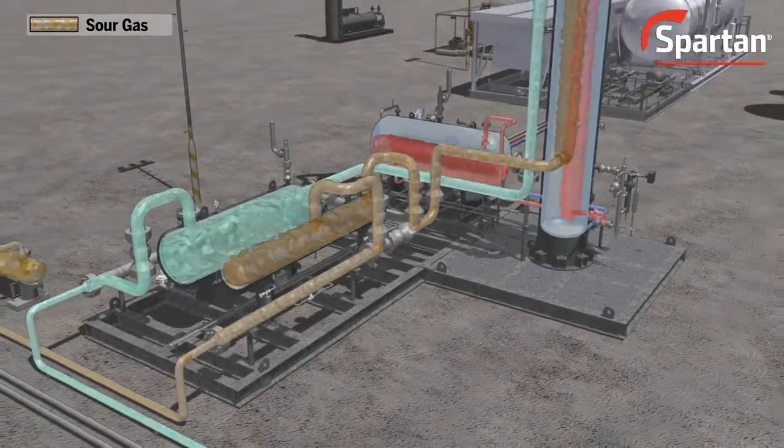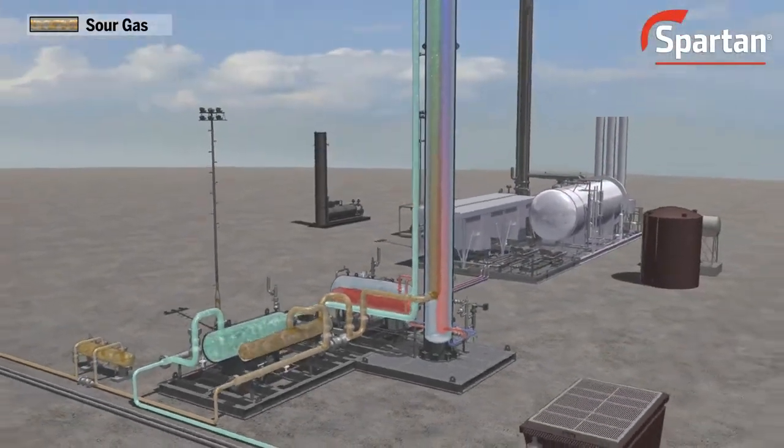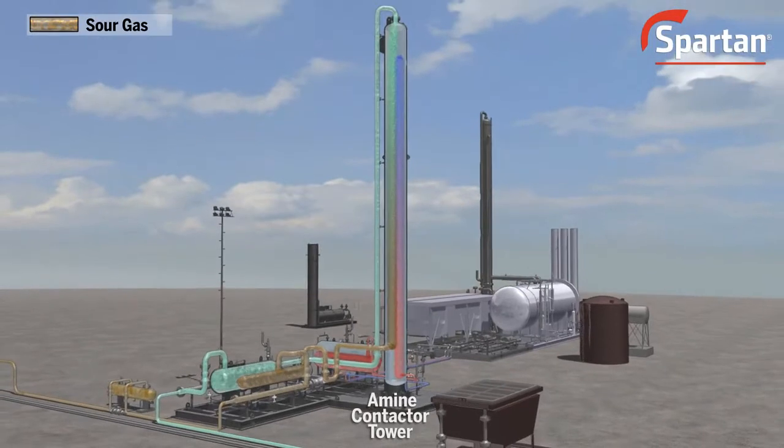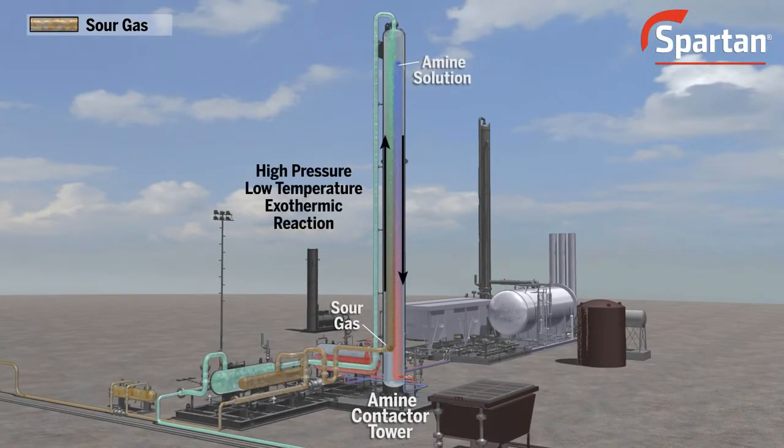The sour gas then enters the bottom of the amine contactor tower, where it flows upwards, contacting a counterflowing solution of amine and water. This exothermic reaction is induced at high pressure and low temperature through either packing or trays in the tower, enabling the amine solution to remove H2S and CO2 from the gas.